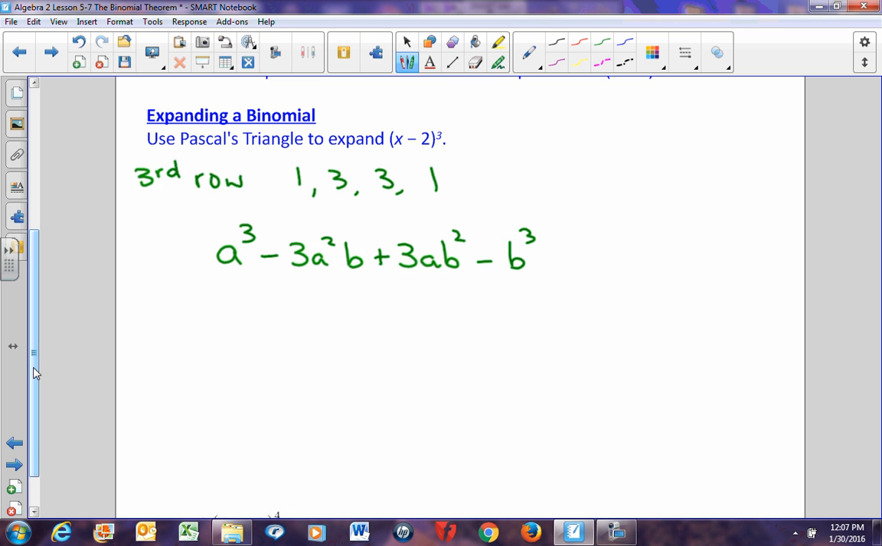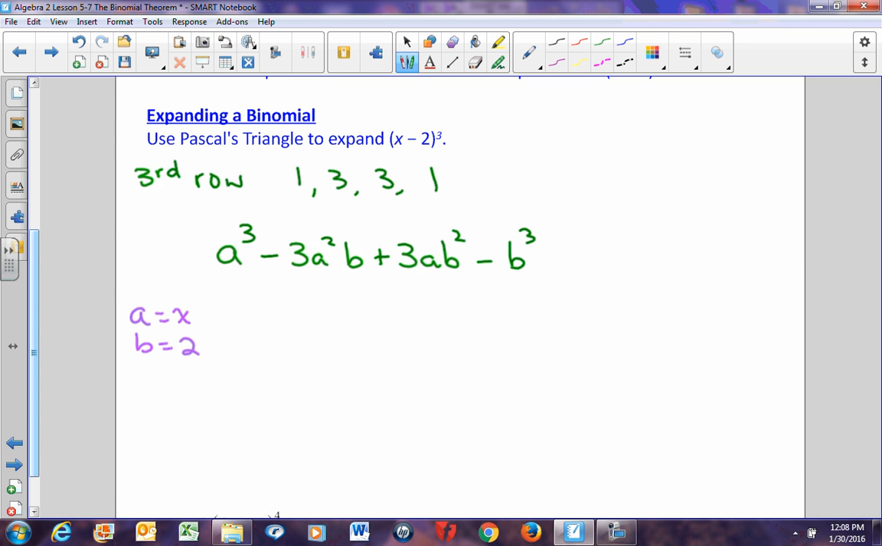So if we look at this, x minus 2, A becomes x, and B becomes 2. By alternating the signs, we don't have to make B negative 2. You could use all positive signs and put in negative 2, but I find that when the students do that, they make errors with their signs.